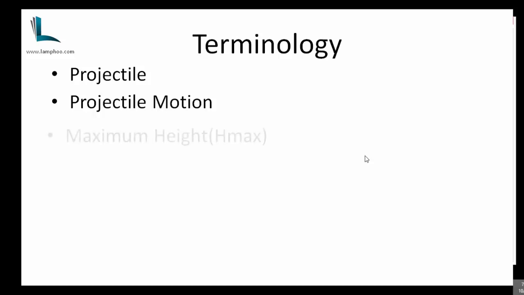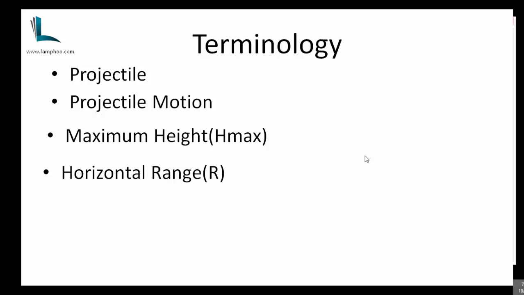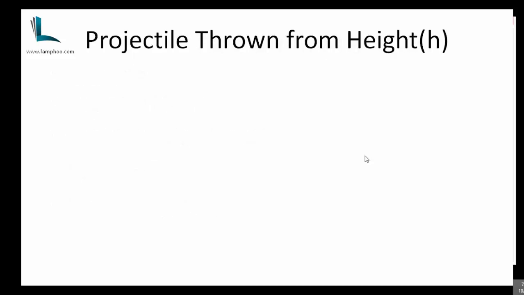The maximum vertical height reached by the projectile during its duration in the air is called maximum height. The horizontal distance covered from the point of projection to the point of landing of the projectile is called horizontal range. And the time the projectile remains in the air is called the time of flight. Let's move into the projectile thrown from the height.